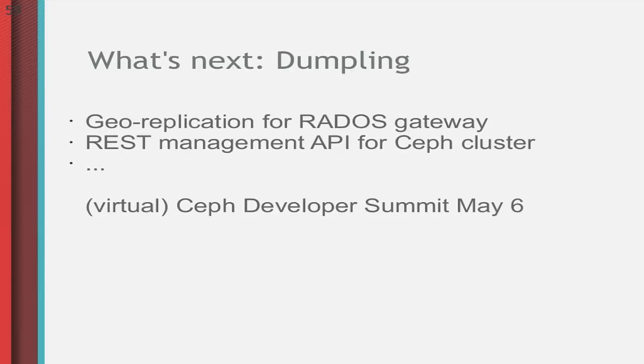So what's next after that, though? Because this release is almost out. Well, the next release is called Dumpling. It'll be out in August, and there are a couple features that are proposed so far. There's geo-replication for the Rados Gateway, so that it can be aware of multiple sites that don't necessarily have to always be in sync, but can be synchronized asynchronously.